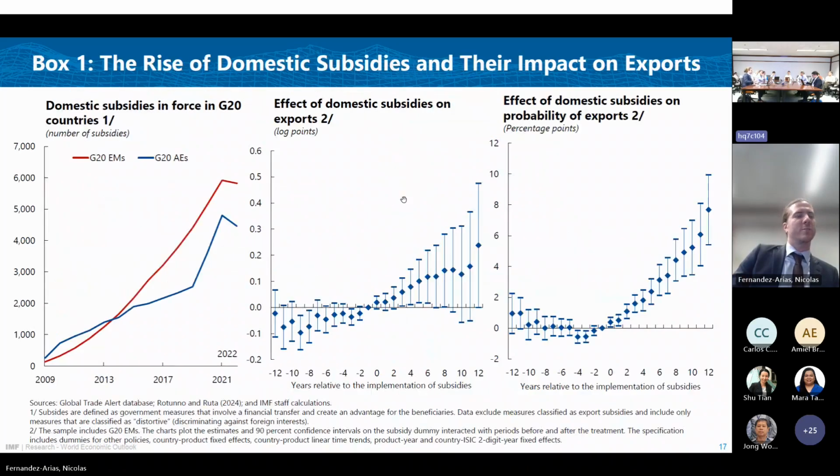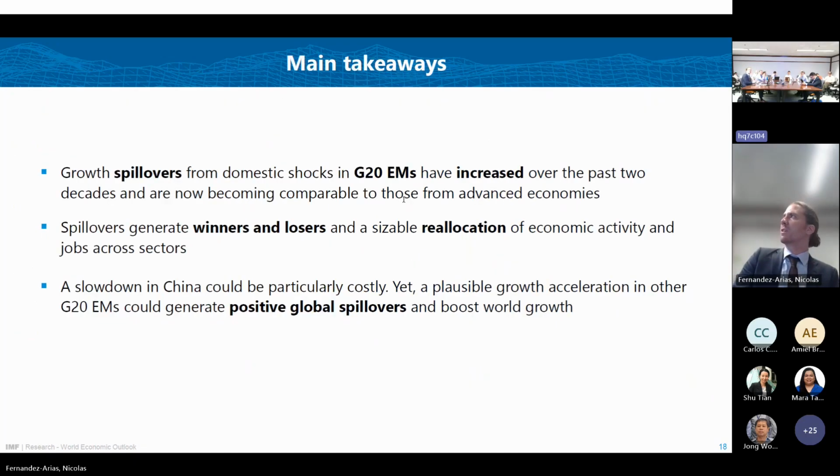We also look at the impact of the rise of subsidies, both in advanced economies and emerging markets, in the left panel, and look at the impact on the intensive and extensive margin, on export amounts and probability of exports. We indeed find that subsidies have dramatically increased over the last 10 to 15 years, and that subsidies do increase the exports of a good and the probability of it being exported. So that's box one. Let me move forward in the interest of time and conclude.